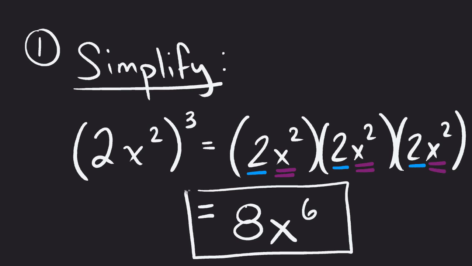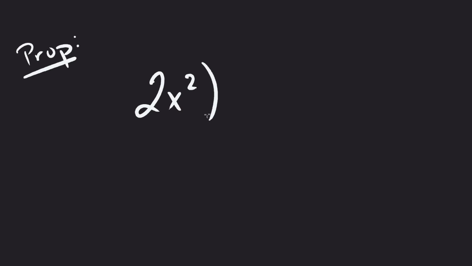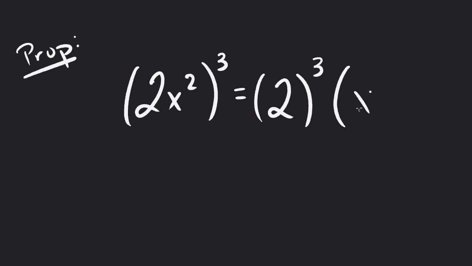Okay? That's the way that we would normally do it if we were going to extend this out, expand this problem to where we could see all the steps. What this property basically allows me to do, so this is using the property, says if I have 2x squared cubed, so a whole quantity cubed, it means that I could do 2 cubed, then x squared cubed.